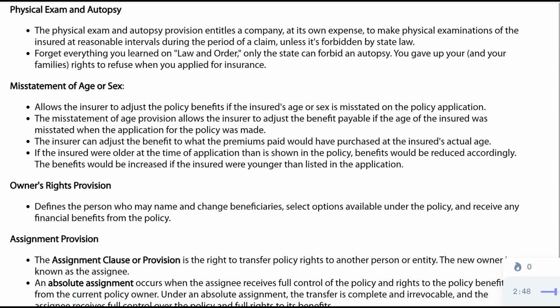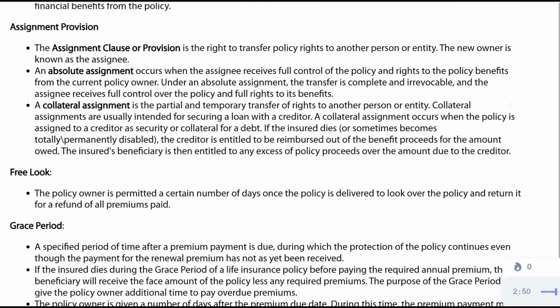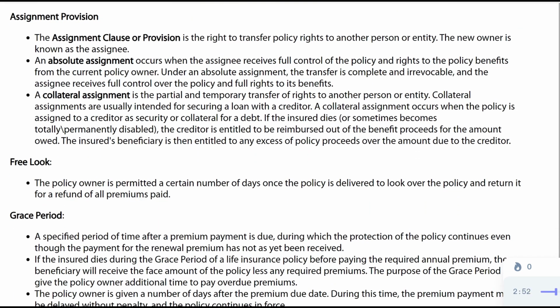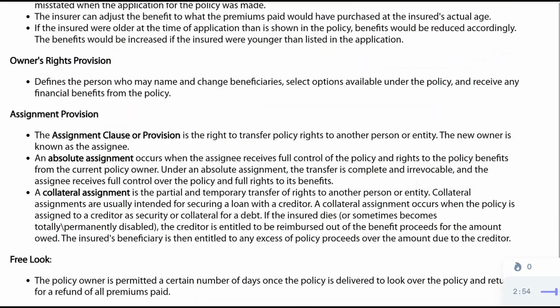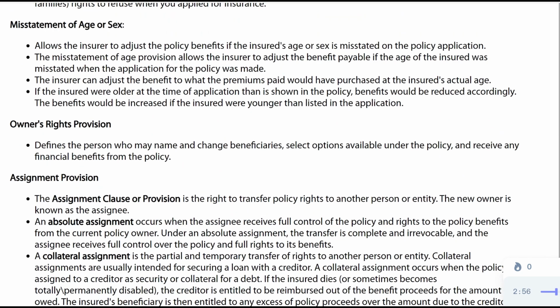Misstatement of age or sex allows the insurer to adjust the policy benefits if the insured's age or sex is misstated on the policy application. The misstatement of age provision allows the insurer to adjust the benefit payable if the age of the insured was misstated when the application for the policy was made.